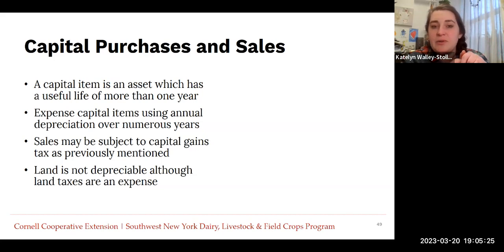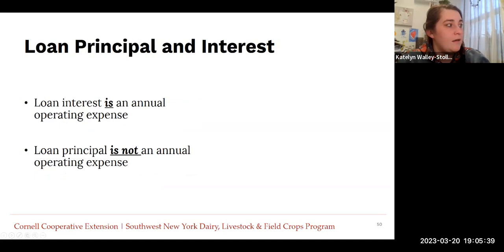Land is not a depreciable expense, but you can claim your land taxes. If you're purchasing land as a business entity, then you should double check with your tax preparer just to make sure which one's which or what you should be doing. If you take a loan out to purchase a tractor, the interest that you pay on the loan is an annual operating expense. The payment that you make for the principal is not an operating expense because we're going to claim the expense of the tractor through depreciation.